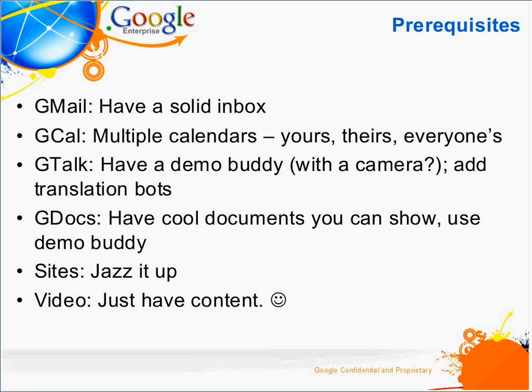In Google Docs, have at least three documents that are respectable and presentable. And one thing to note is that one of the more compelling document types that you can show inside Google Docs is spreadsheets. So if you have a really cool spreadsheet, that's really going to help. Especially if you have a demo buddy accessing the spreadsheet, it's a really nice, compelling ground for showing collaboration.